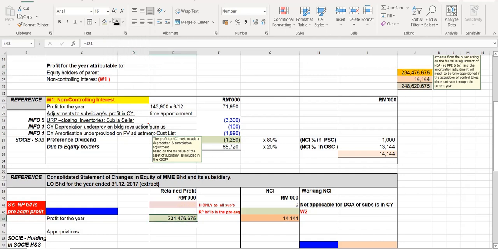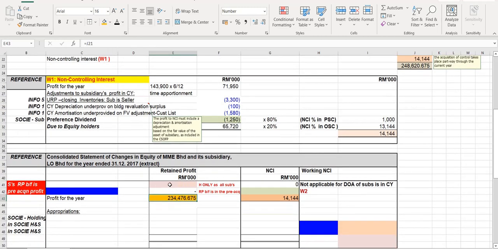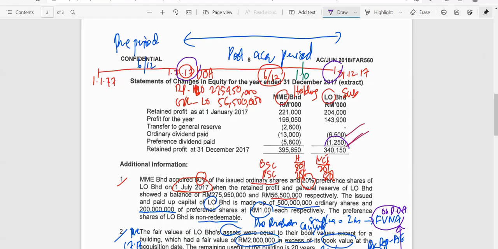Right. Oh, that's a different color here. This is okay. Now we have to find out what the retained profit is at the beginning of the year. We just follow the format that you have here. Start with the retained profit, and we are doing the column for the retained profit as well as non-controlling interest, the one at the beginning of the year.